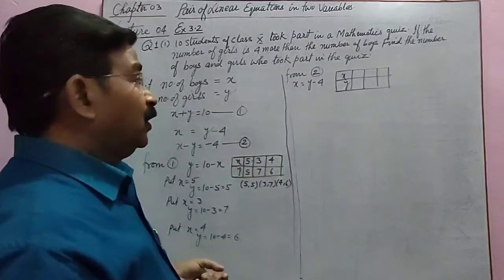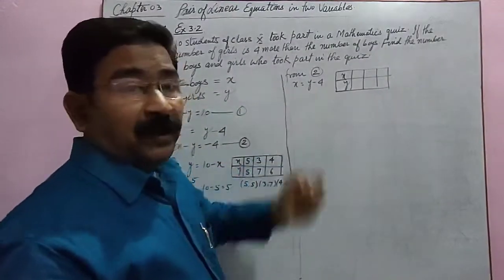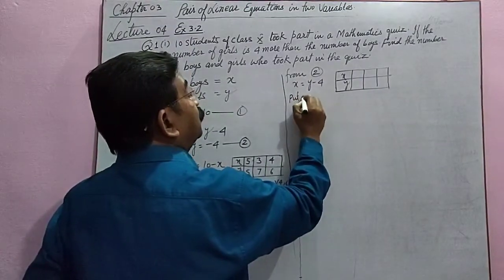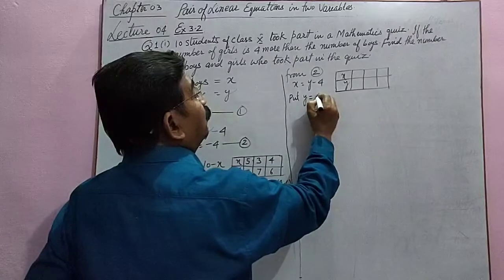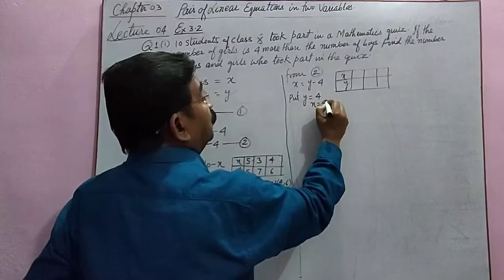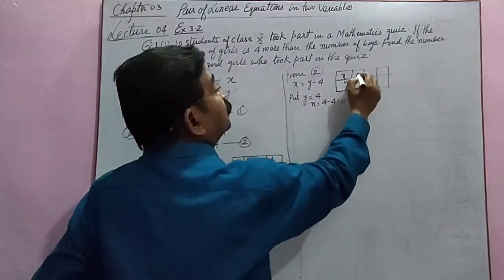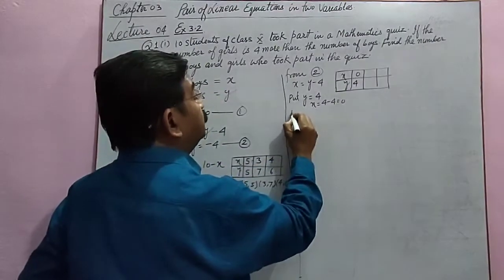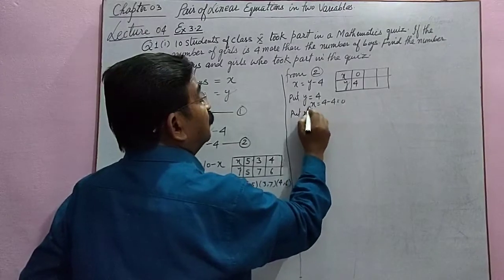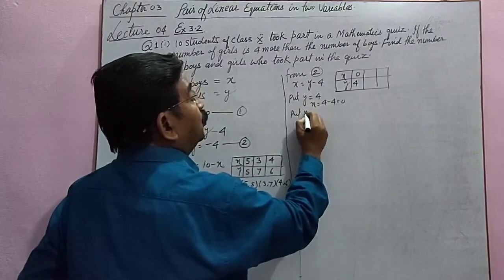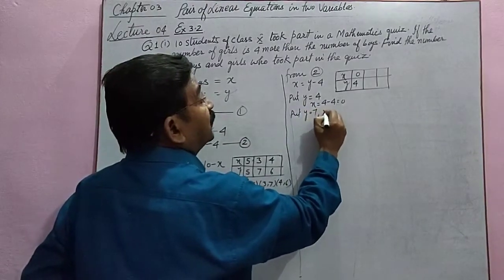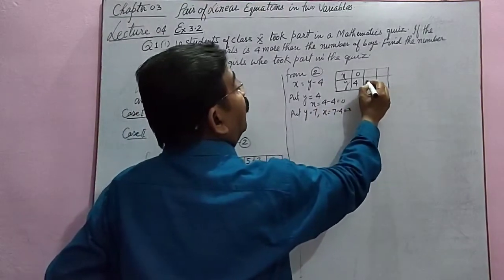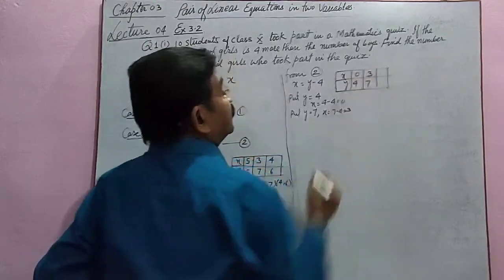Get the value of x by putting the value of y. Suppose I put y is equal to 4, then x is equal to 4 minus 4 is equal to 0. So x is equal to 0, y is equal to 4. Put y is equal to 7, so x is equal to 7 minus 4 is equal to 3. So y is equal to 7, x is 3.